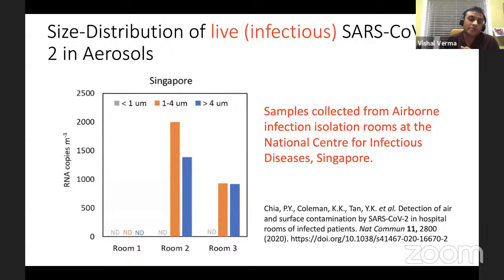And they used a biosampler in different sizes through which they can collect aerosol of different sizes. And they found the presence of this live infectious virus in the size range of 1 to 4 micrometer. So that means, yes, even the infectious virus, which is able to continue the infection, exists in this size range of 1 to 4 micrometer. And a 4 micrometer aerosol can remain suspended in the air for 40 minutes and can travel like 50 meters, which is way more than the 6 feet.